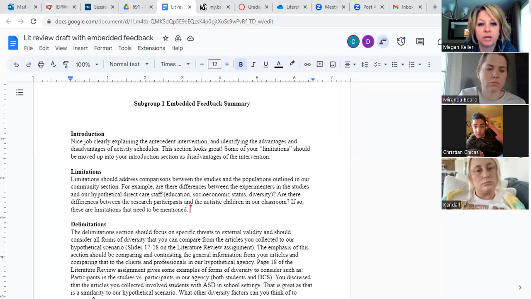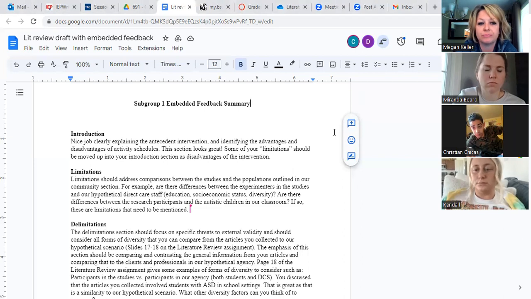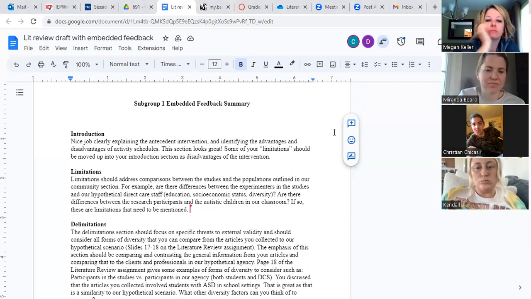As we go through this, we can even jump down to our actual embedded feedback after the one-page summary so that we can break it down a little farther. Christian, if you want to jump in, this doesn't have to be just my voice. Yeah, looking at the limitations section, we thought the limitations should address the comparisons between the studies and the populations outlined in our community section.